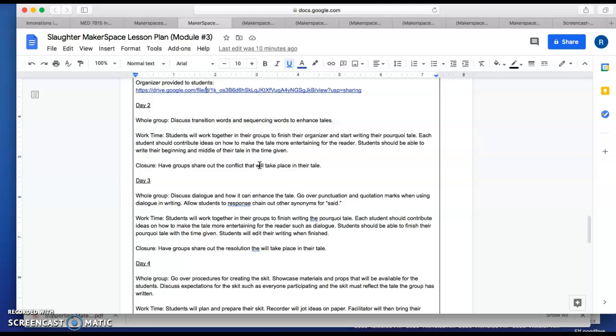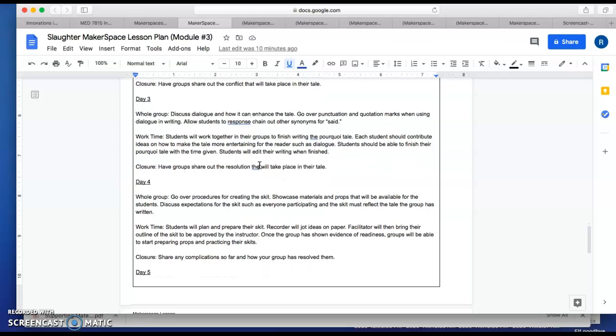And to close day 2 out, groups will share out the conflict that will take place in their tale. On day 3, we will discuss as a whole group the dialogue and how it enhances the tale. We will go over punctuation and quotation marks when using dialogue and writing. And I will allow students to do what's called a response chain of synonyms for the word said.